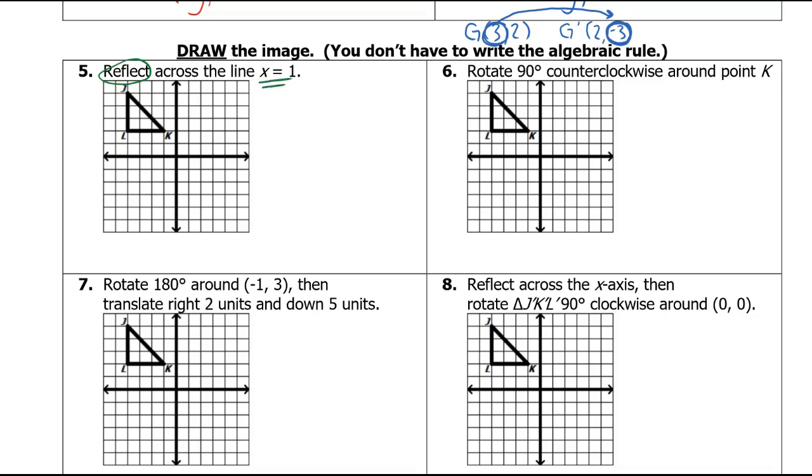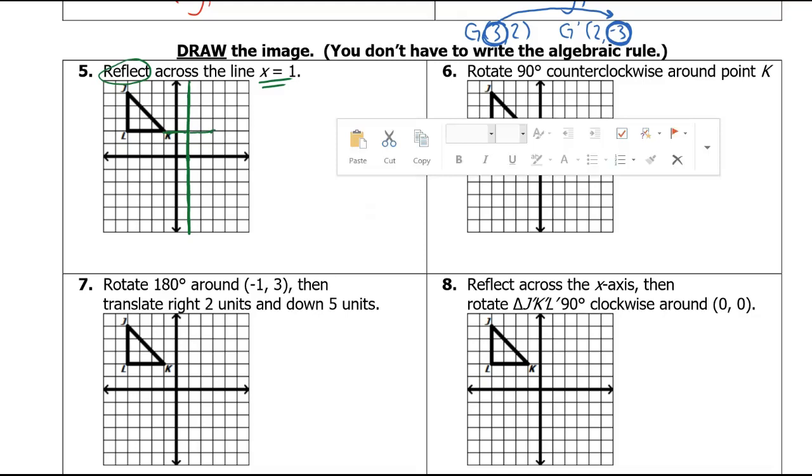So we just need to remember what the line x equals 1 looks like. Remember, that should cross the x-axis at 1, and then just go perpendicular to the x-axis. So we have a vertical line. As we did in number 2 above for that reflection, all we need to do is just count from each point to the line. So from K, it was 2 spaces to the left of the line, so K prime is 2 units to the right of the line.